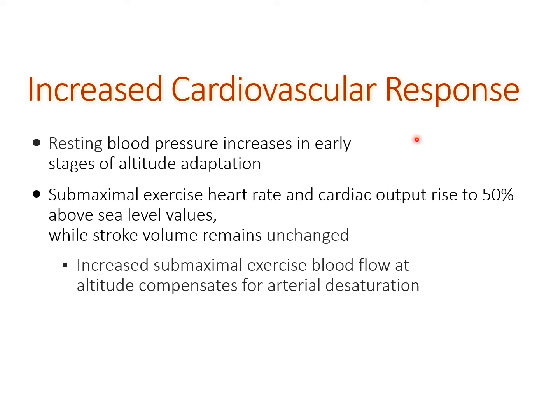Now, the increased cardiovascular response. Again, a couple slides back, we talked about this. So resting blood pressure increases in early stages of altitude adaptation, and submaximal exercise heart rate and cardiac output rise to 50% above sea level values, with stroke volume remaining unchanged. The increased submaximal exercise blood flow at altitude compensates for arterial desaturation. So when you're having less oxygen come into the system, we need to make up for it by having an increased blood flow so that that person can still get the oxygen that they need to the tissues that require it.